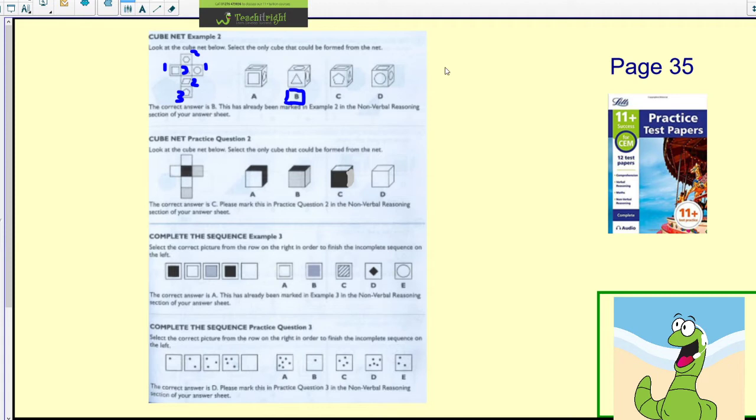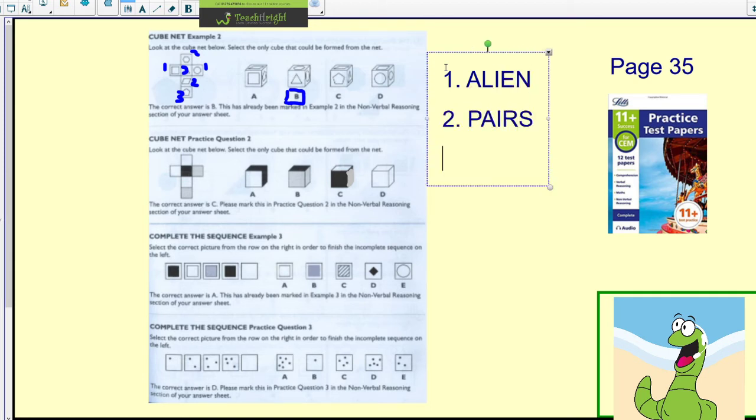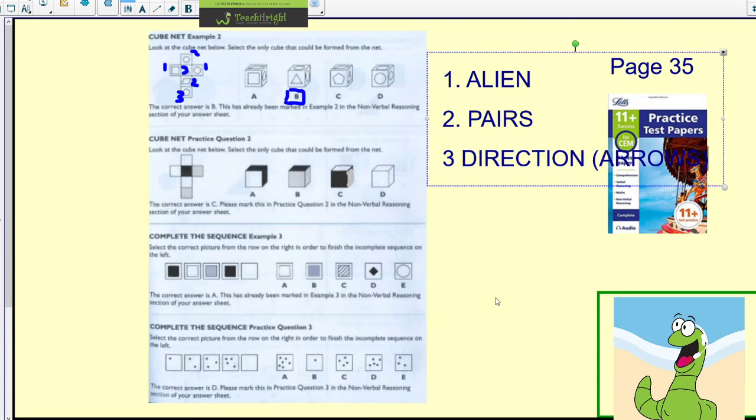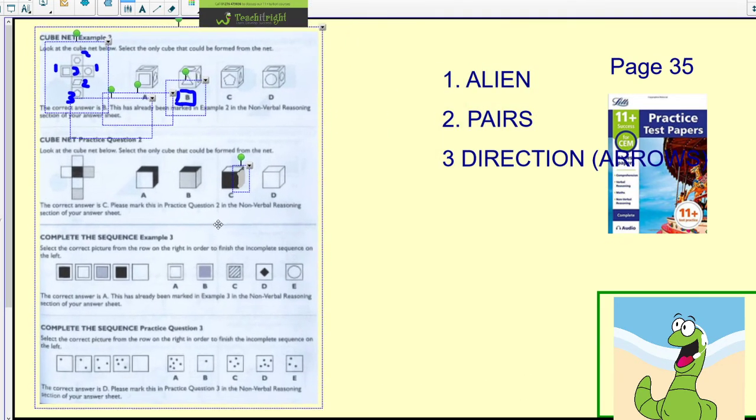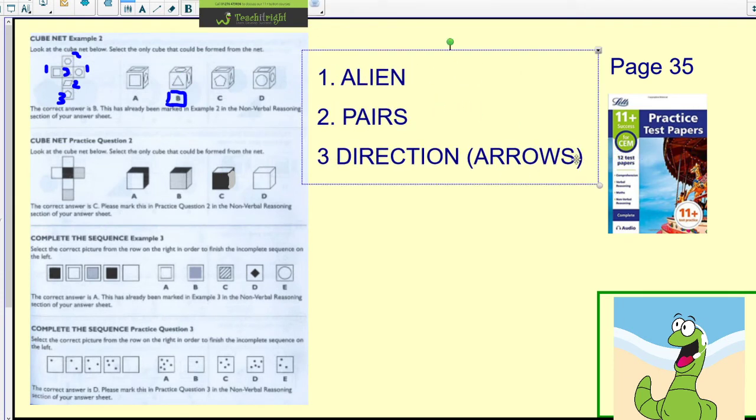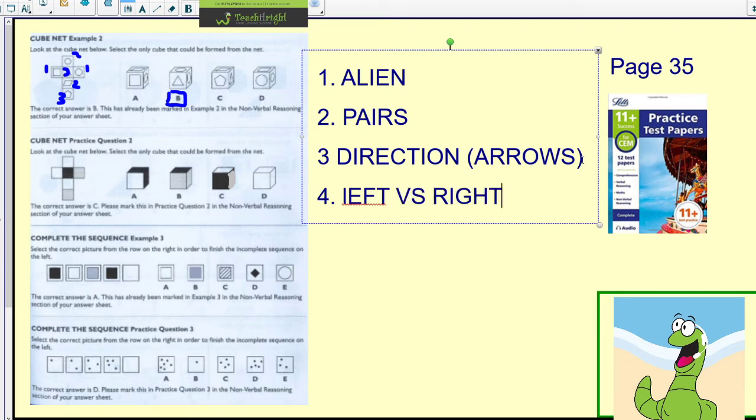We want to look for one, alien shapes, two, pairs, three, direction or arrows. I will move it so you can see it nice and clearly, don't you worry. Let me just do that now, in fact. And then finally, the final thing to consider is step 4, left versus right. So please don't forget all the things we've covered before.